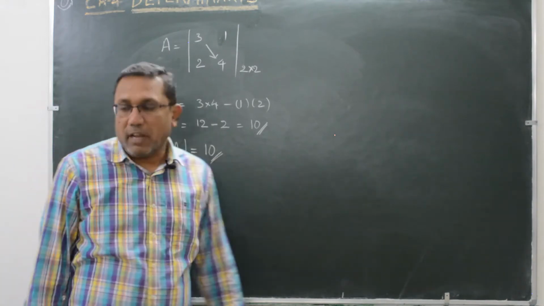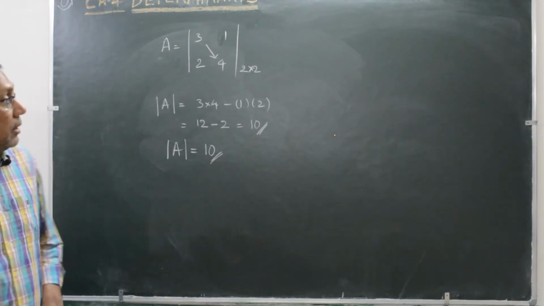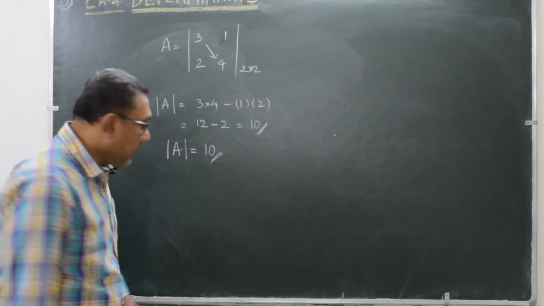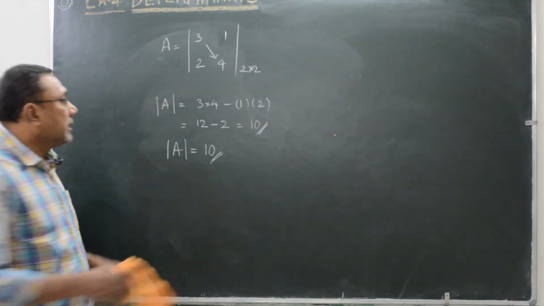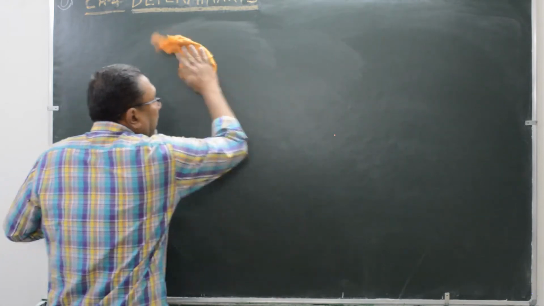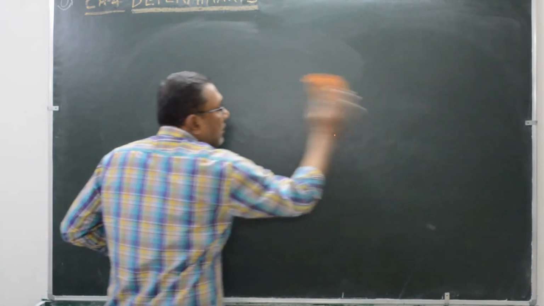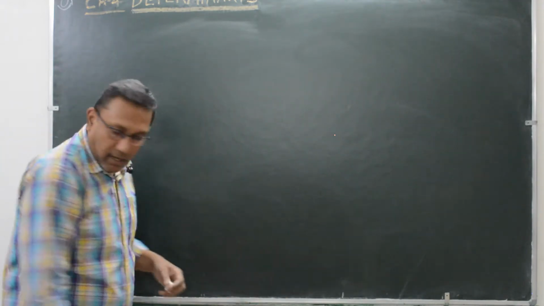Determinant value is 10. Similarly we can find a lot of problems. We have an exercise 4.1. Later we will discuss the exercise and how to find the determinant value. Let us also find how we calculate the determinant value for a 3 by 3 order matrix.